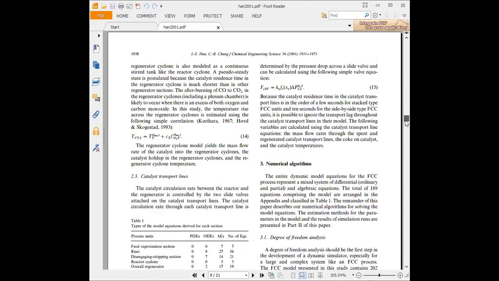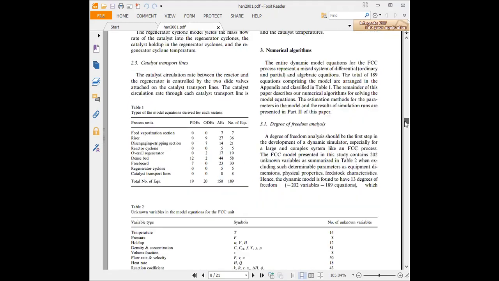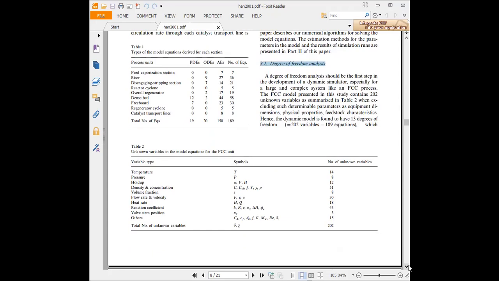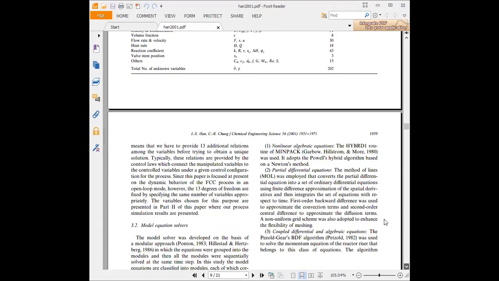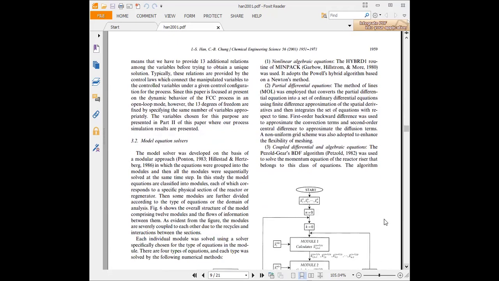So right now I am not going into detail, and very important is degrees of freedom. I think we have not discussed this, but degrees of freedom analysis is very important when you are going for the numerical algorithm. Okay, and this must be given, right? So the number of unknown variables and how many equations there will be, everything will be studied with the help of degrees of freedom analysis.